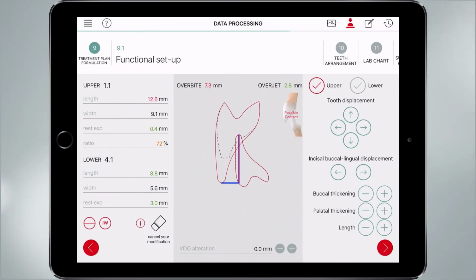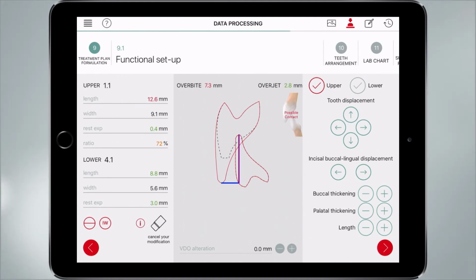Let me check with you. First of all, we can see you have some red numbers starting from the upper 11. You have 12.6, but we discussed already about this part. So we can still keep this length because the patient doesn't show all the length because you have a low smile line. But at the same time, we have a very good number in terms of rest exposure at rest, 0.4. So finally the patient can show some part of the teeth at rest. The ratio of proportion again will be 72%, not perfect but not so bad, it's still orange.